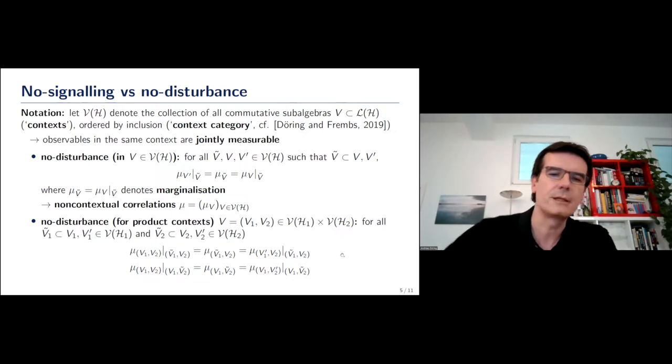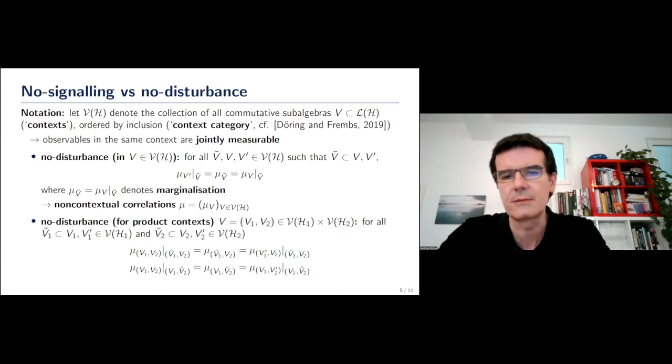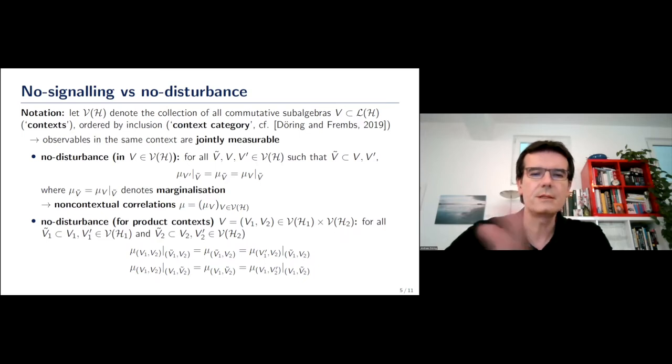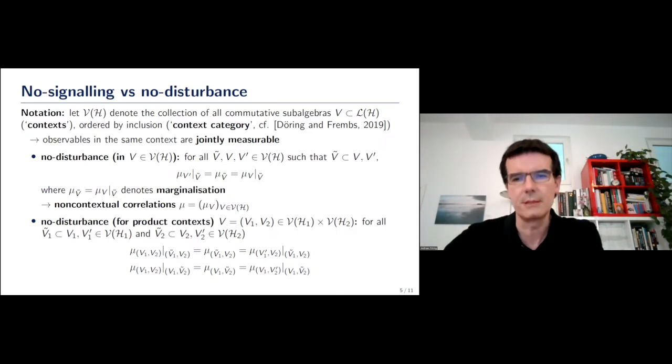We can either restrict in the first slot, so from V1 to V1 tilde, and likewise from V1 prime to V1 tilde. And this gives us this guy in the middle, and here in this first line, V2 is the same throughout, so we don't do anything in the second slot. Second line, of course, is restricting in the second slot. If our probability distribution fulfills all these conditions, then we say it has no disturbance for product contexts.